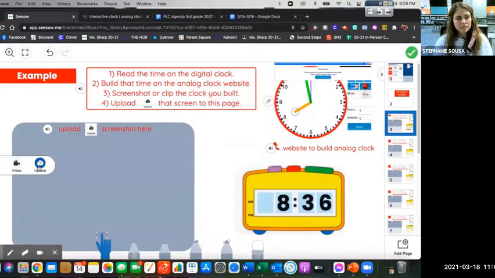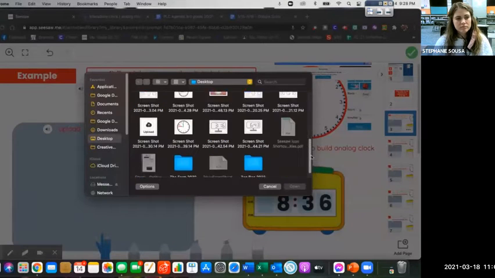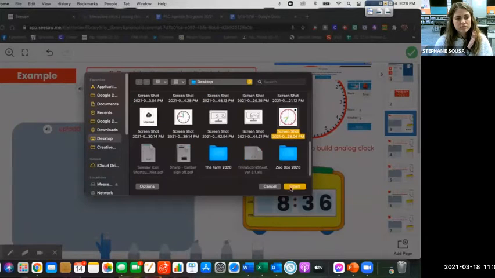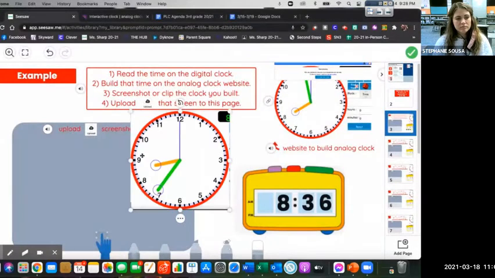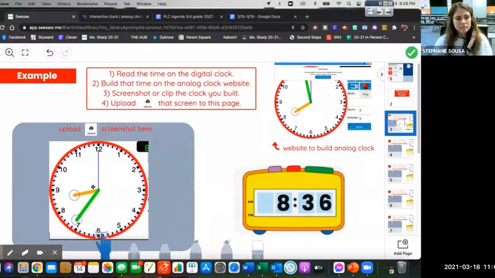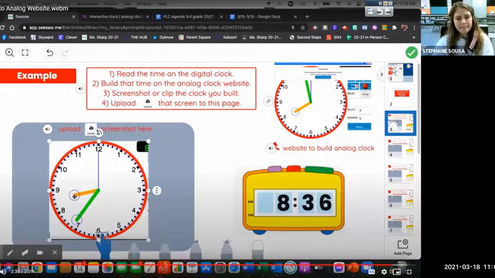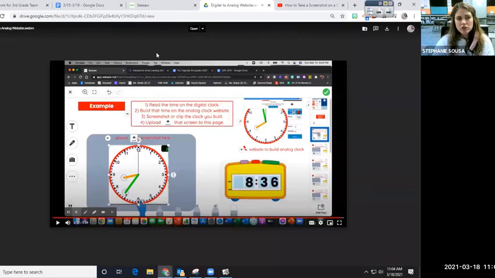So I click to upload and I find where it is. It tells me to put it here. So I have put it there and I am done. I have completed all 4 of these steps and now I have an analog clock showing 8:36 and my digital clock showing 8:36. Okay. Any questions about what you're going to do today?